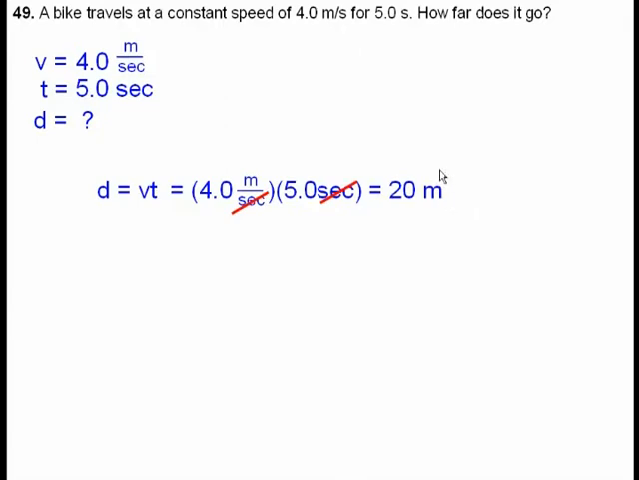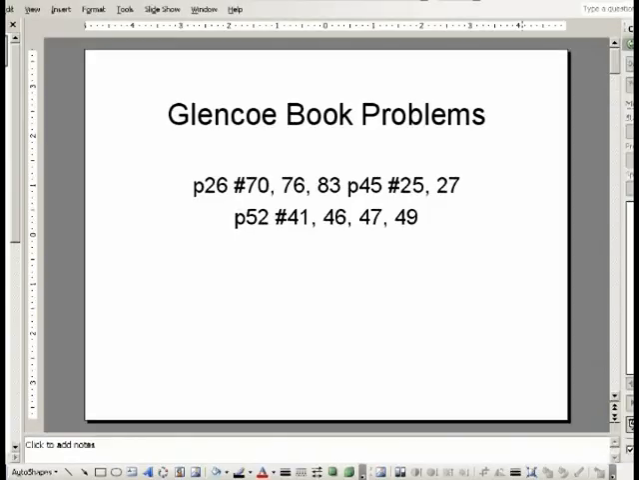Last step, we have to check for significant figures. This measurement has 2 places, this one has 2 places, but our answer only has 1. So if these are both 2, then we have to have 2 on the answer. The way we do that is just putting a decimal point at the end. When there's a decimal point, the 0 counts. So 2 and 0 gives us 2 significant figures. End of problems.